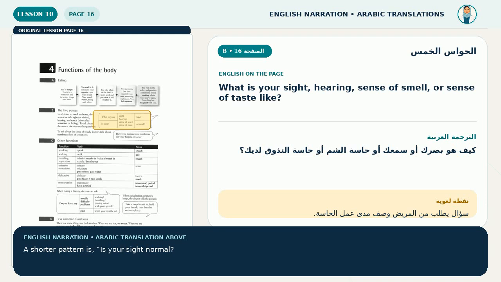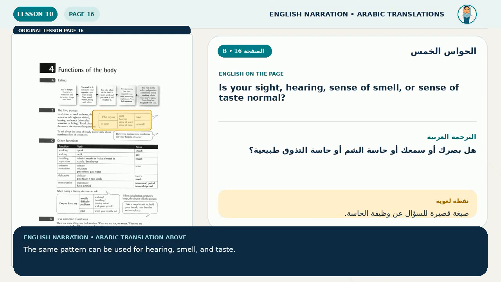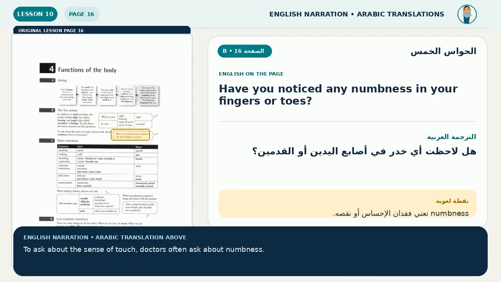A shorter pattern is your sight normal? The same pattern can be used for hearing, smell, and taste. The Arabic translation of each question is displayed while it is read. To ask about the sense of touch, doctors often ask about numbness. Numbness means loss of sensation or reduced feeling. The page gives the question, have you noticed any numbness in your fingers or toes? This asks whether the person has lost feeling or has an unusual sensation in these parts of the body.